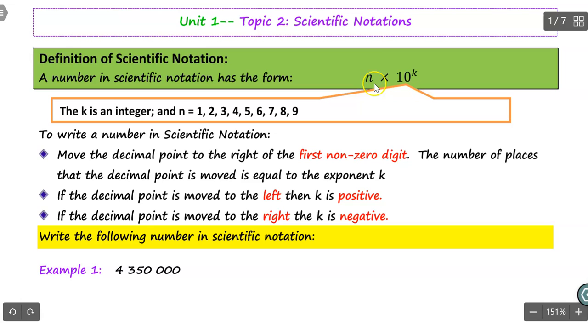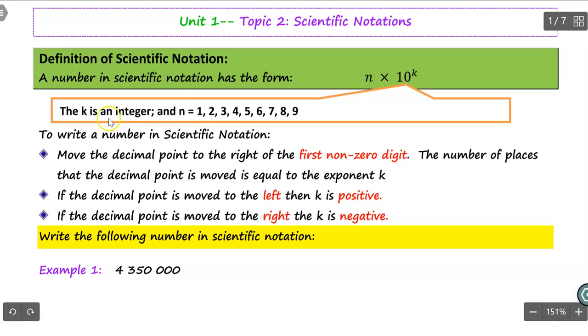So let's define n and k. n is a number consisting of 1, 2, 3, 4, 5, 6, 7, 8, 9. So you can see that in this list, I'm missing the number 0. It has a lot to do with the number 0 here, because in scientific notation you get rid of all the trailing 0 or the leading 0.